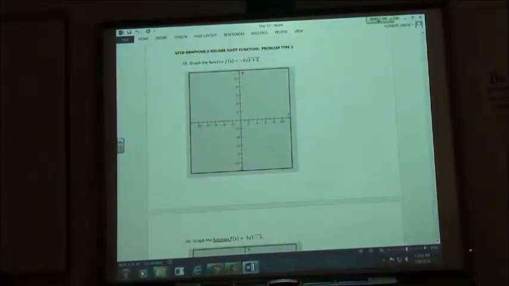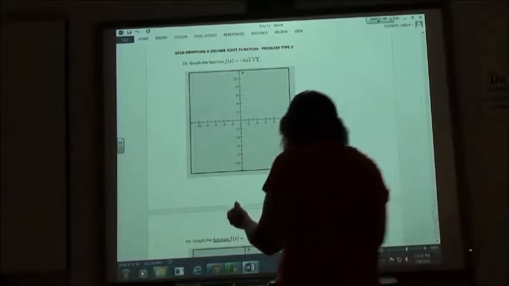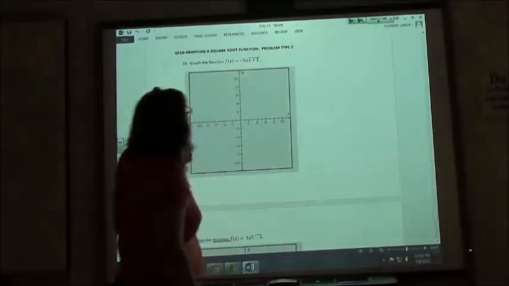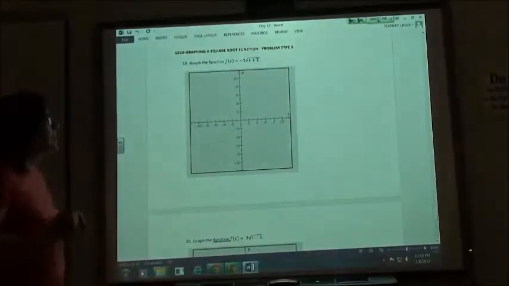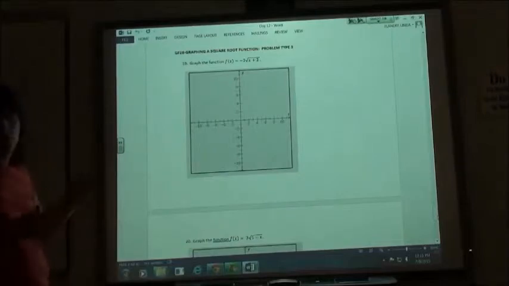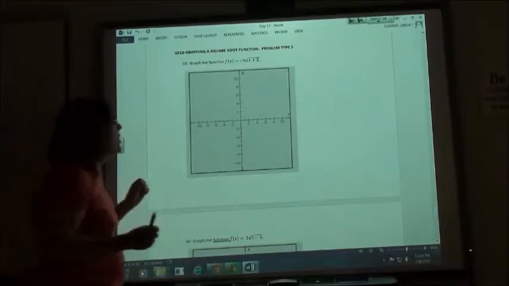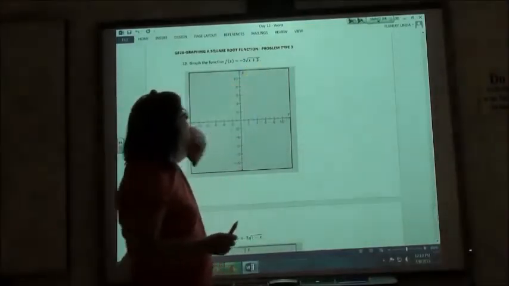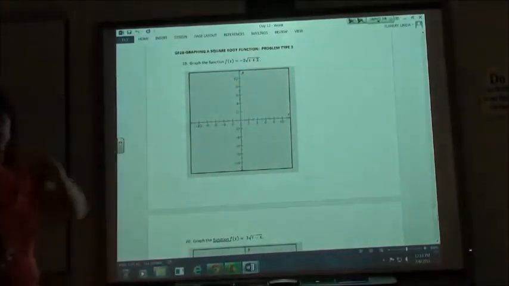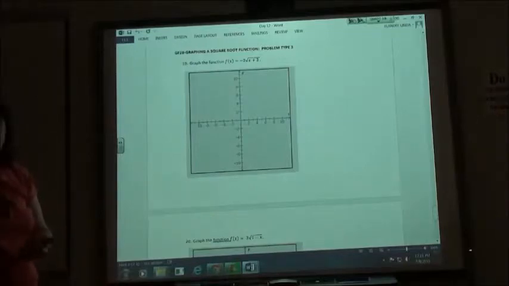19, 20, and 21 are graphing a square root function. And keep in mind that the part underneath the square root has to be greater than or equal to 0. So you're going to have a whole side of your graph where you don't have anything drawn on it. What you want to do is take the part under the square root and set them equal to the first 4 perfect squares, because it's going to want the end point and then 3 points after that.